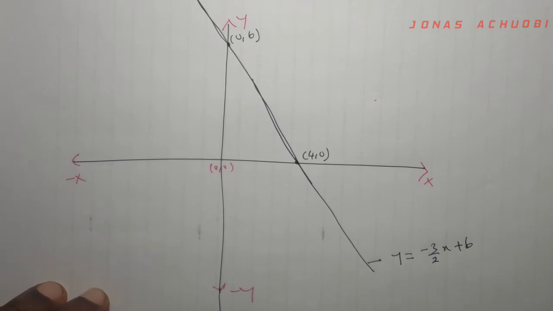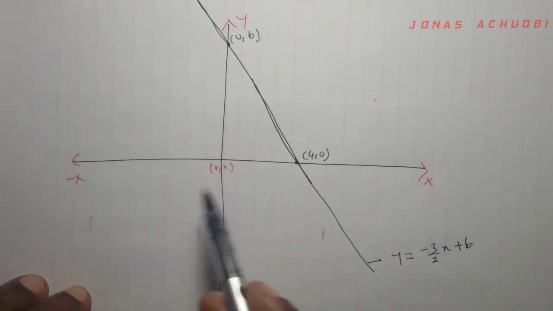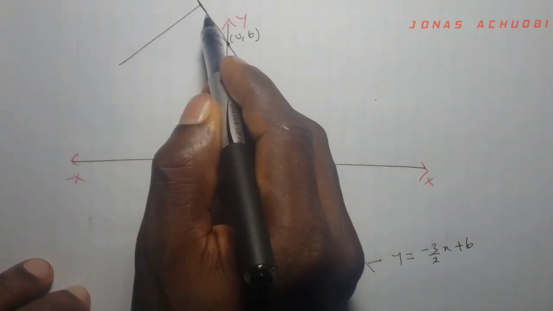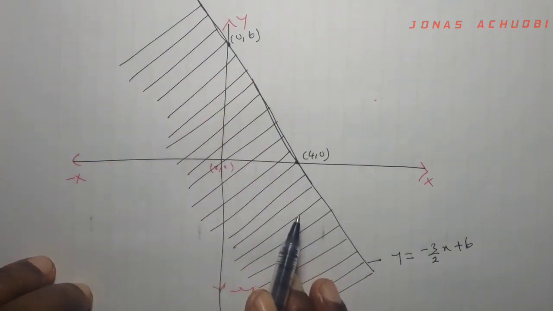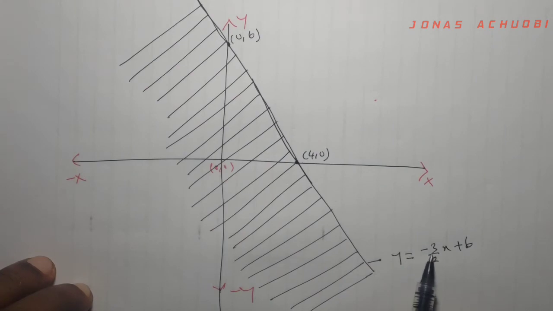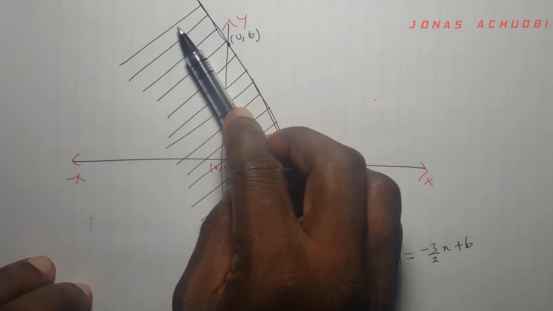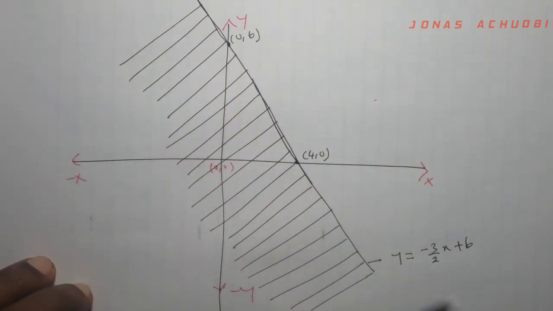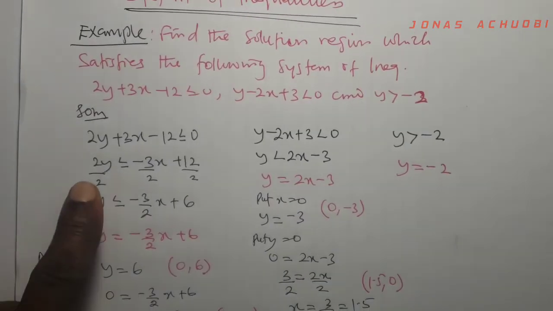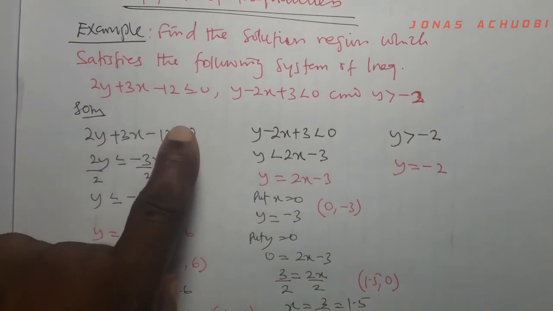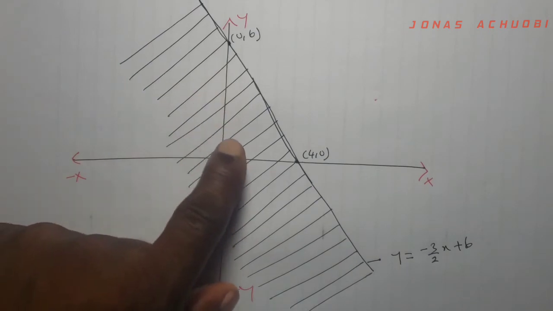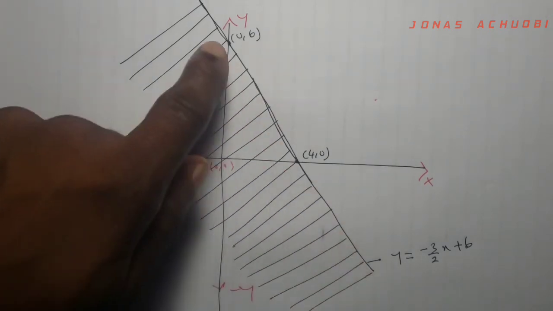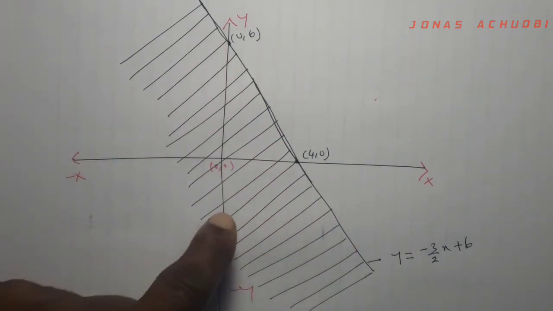So we now shade below the line. I'll now use red ink to shade below this line. So I shade below the line this way. So I've shaded below the line for the line y equal to minus 3 over 2x plus 6. So what this means is that every point in this region satisfies the first inequality, 2y plus 3x minus 12 less than or equal to 0. Remember, the line is unbroken. So this means that all points on the line also satisfy that inequality.